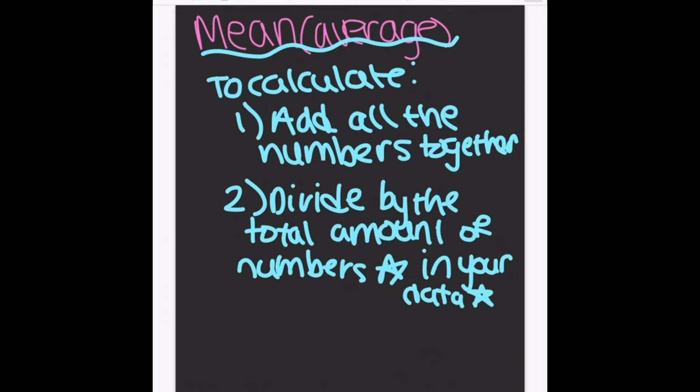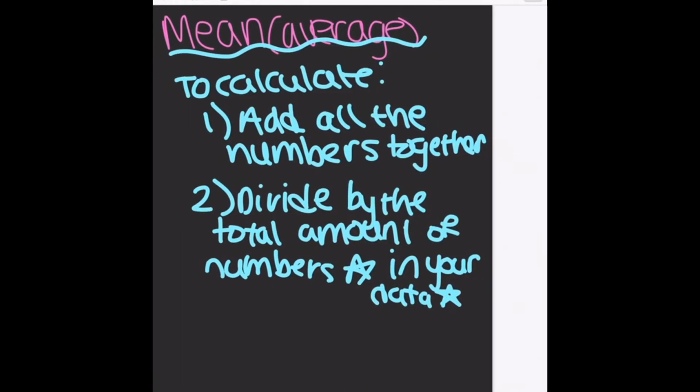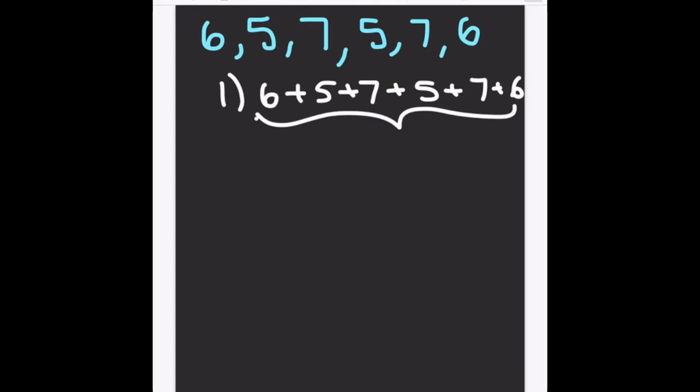So, for instance, if we had to find the mean of 6, 5, 7, 5, 7, and 6, well, our first step would be to add them. So 6 plus 5 plus 7 plus 5 plus 7 plus 6. When I add all of these, I get 6 plus 5 would be 11, and if I add them all up, you would get 36.